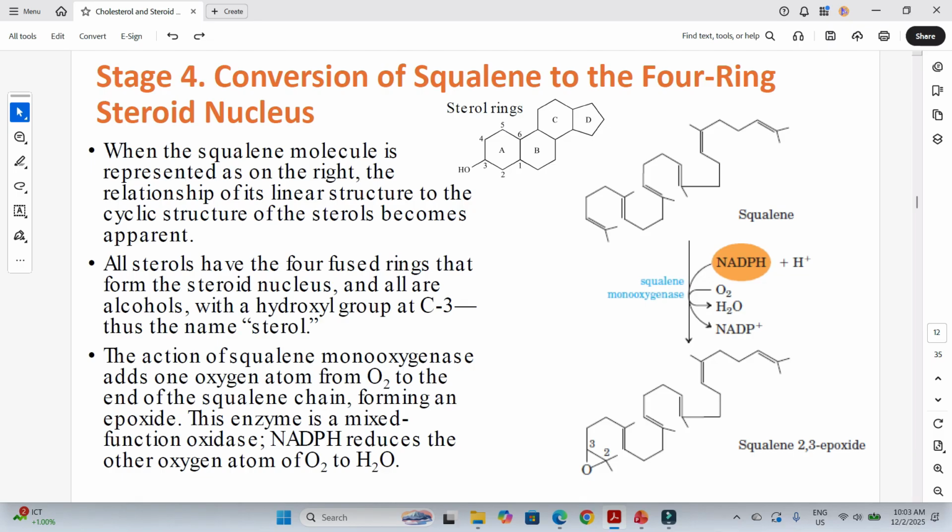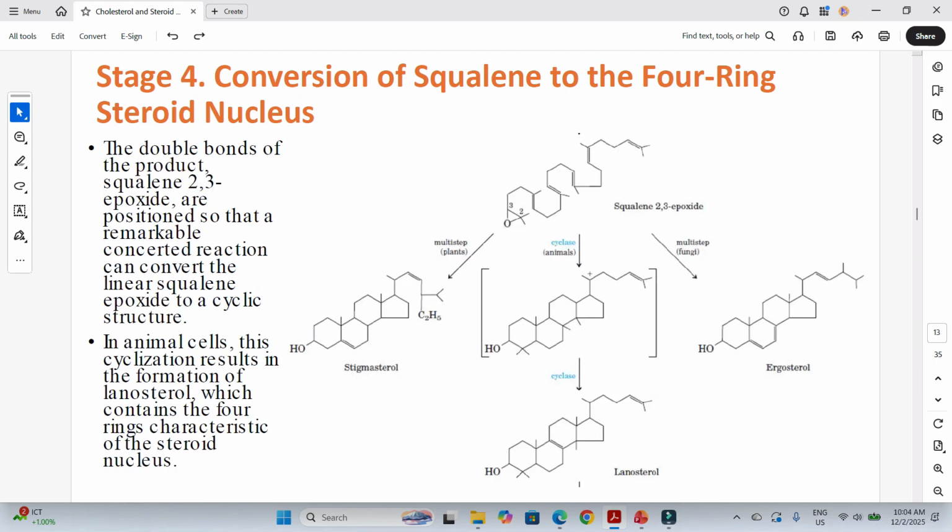So you can imagine the enzyme twisting the molecule of squalene epoxide in this particular arrangement so as to encourage the reaction, so as to guide the carbon atoms into reacting in this particular manner in order to produce the intermediate for lanosterol. Now, stigmasterol is produced in plants. Ergosterol is produced in fungi. In mammals, what we have is lanosterol.